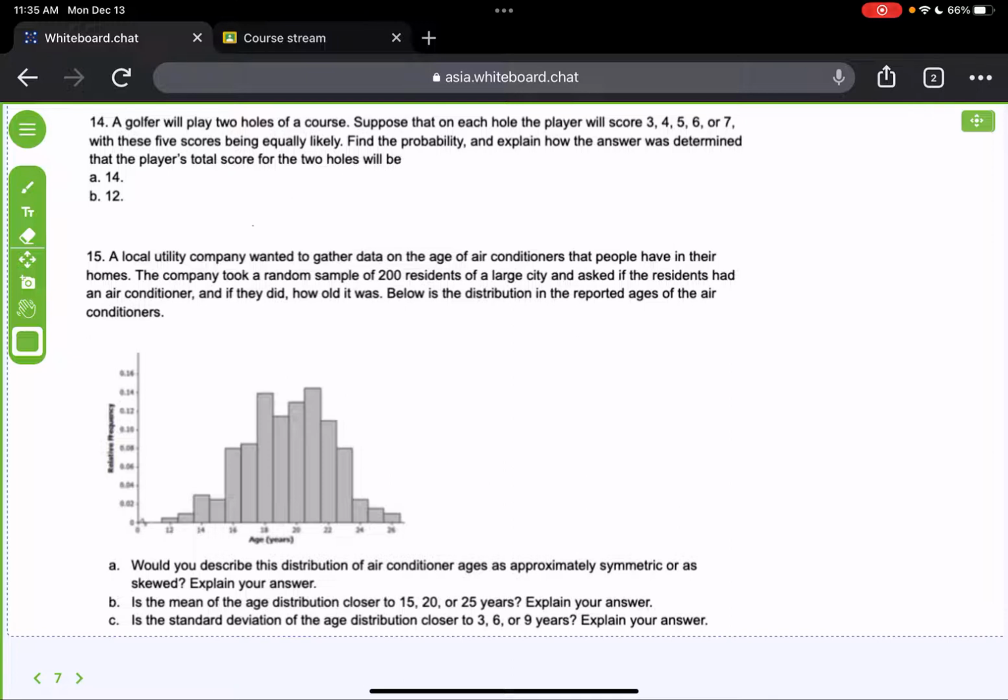Number 14 says a golfer plays 2 holes of a course. Suppose that on each hole the player will score 3, 4, 5, 6, or 7, with these 5 scores equally likely. Find the probability that, and explain how the answer is determined, the player's total score on the 2 holes will be 14. Well, the only way that they can get a 14 is to score a 7 and a 7. And since they're equally likely, that'd be 1/5 times 1/5, which is going to be 0.04, because that's 20% times 20%.